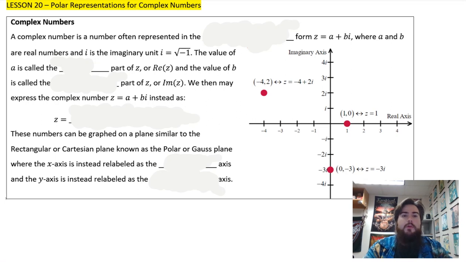Lesson 20, Polar Representations for Complex Numbers. In this lesson, we're going to be talking about complex numbers, as well as the other ways that we can represent or identify them, and their various properties.